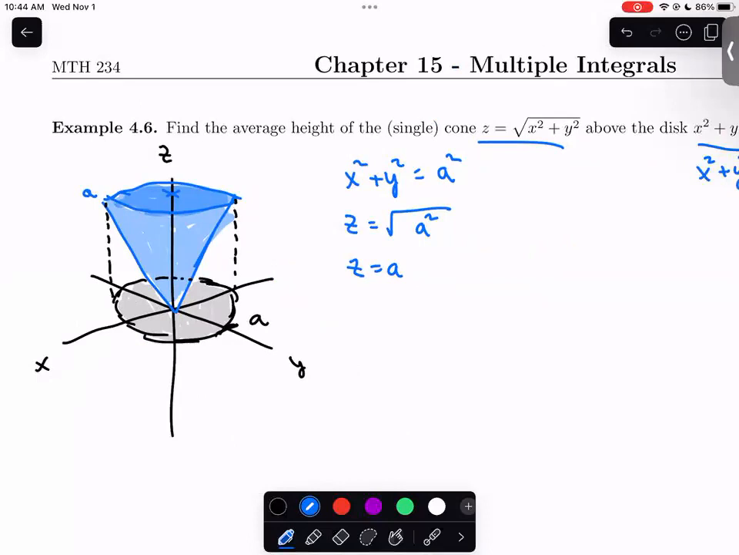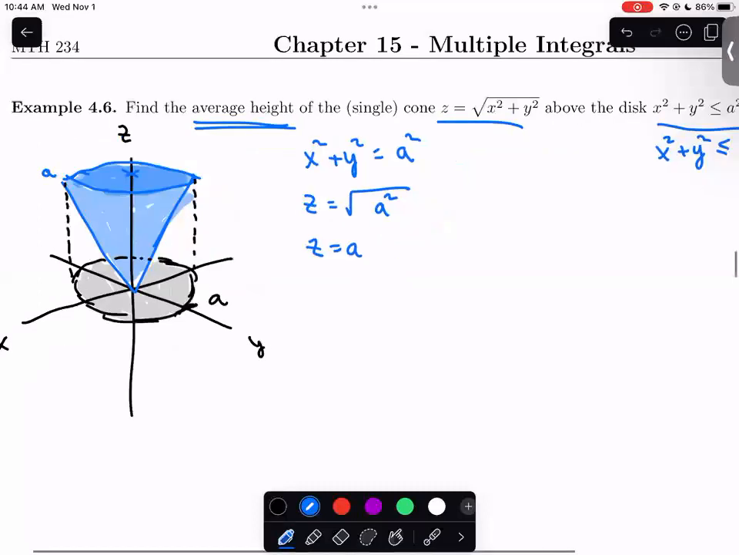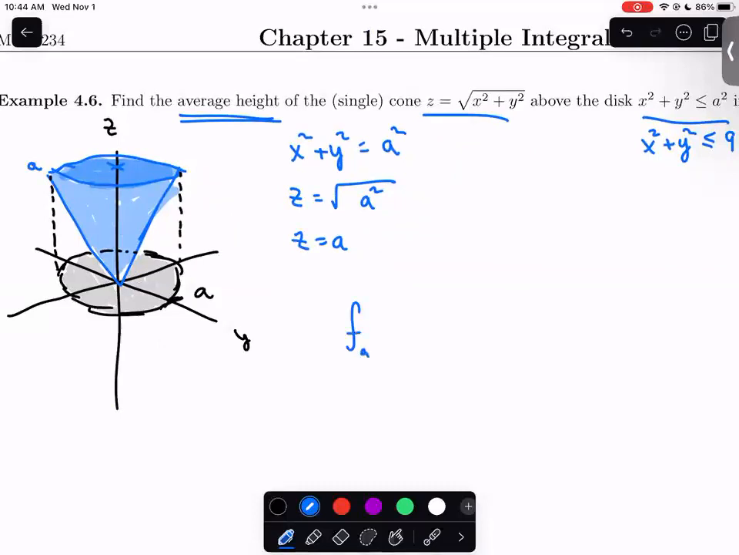Okay, so now let's get into our calculus. How do we solve this? Well, we are looking for an average value of a function. So remember back in, I think it was 15.2, it might have been 15.1, we came up with an equation for an average value of a function, and it went like this. We had 1 divided by the area of the region times the double integral over that region of whatever function we're interested in the average of, dA.